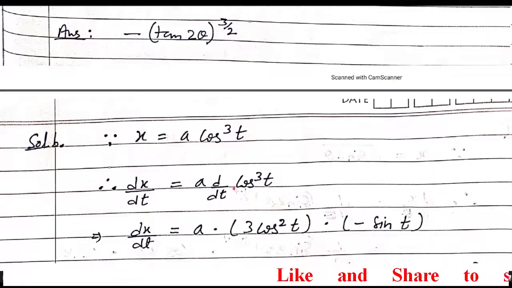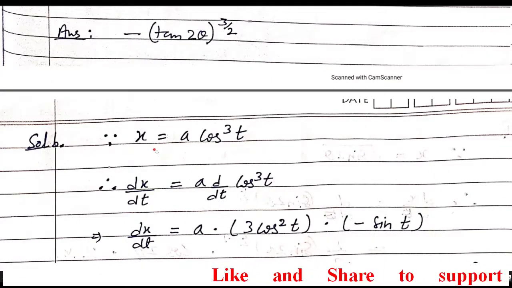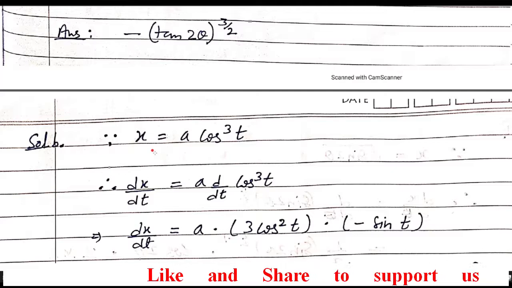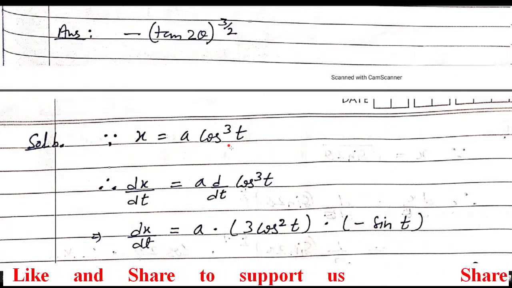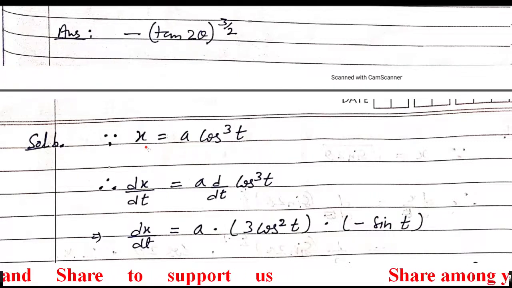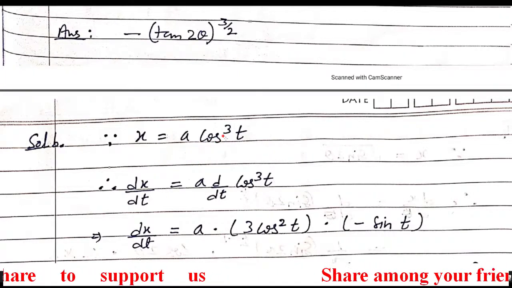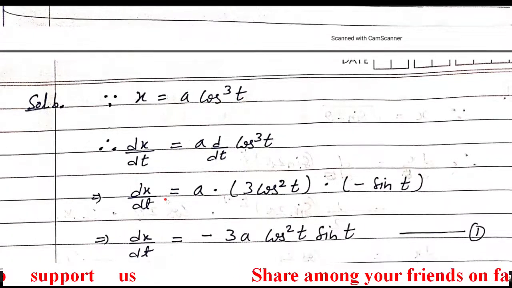Now we'll start part B of question number 5. Here x and y are given in the parameter t. So we'll differentiate x and y separately with respect to t. So we'll start with x. x is a cos cube t. So we'll differentiate it with respect to t.